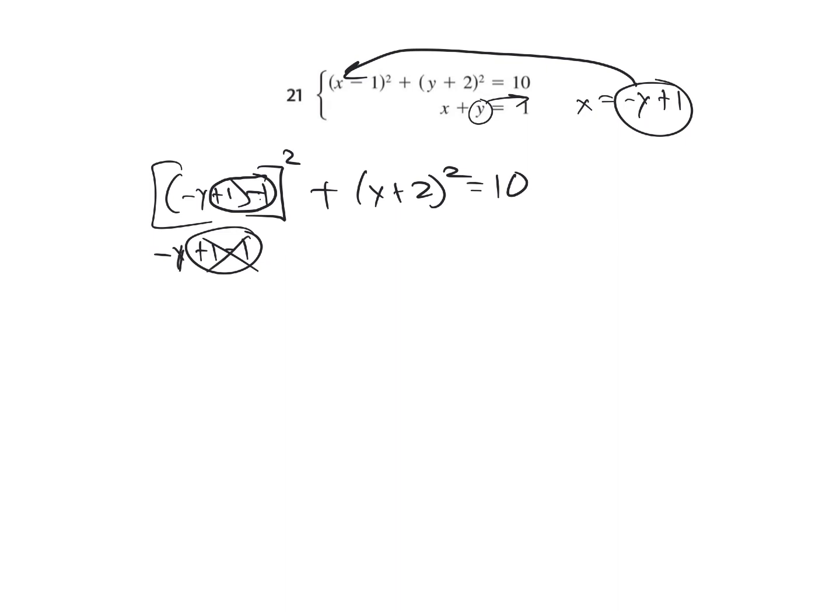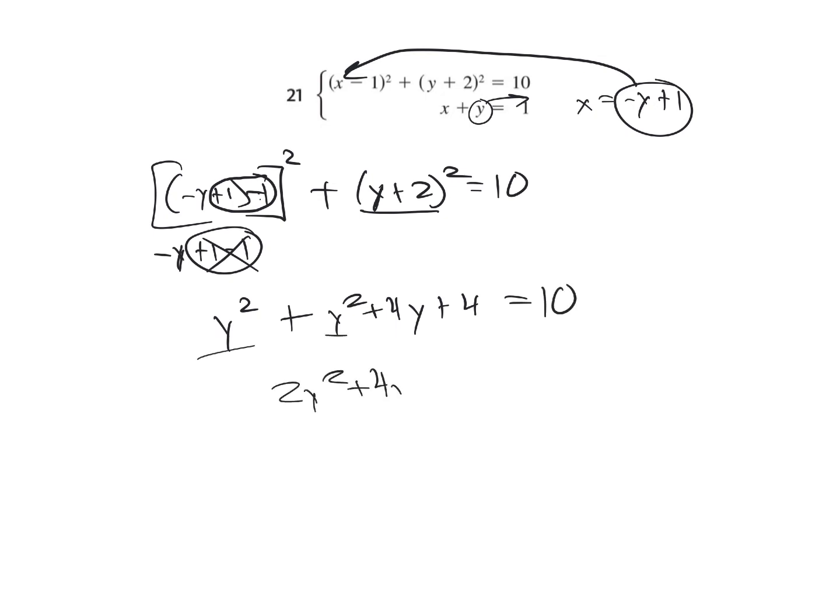And when you square it, it becomes positive y squared. And this is y squared plus 4y plus 4. And putting everything together, that's 2y squared plus 4y. Subtract the 10, negative 6. Divide off the 2.